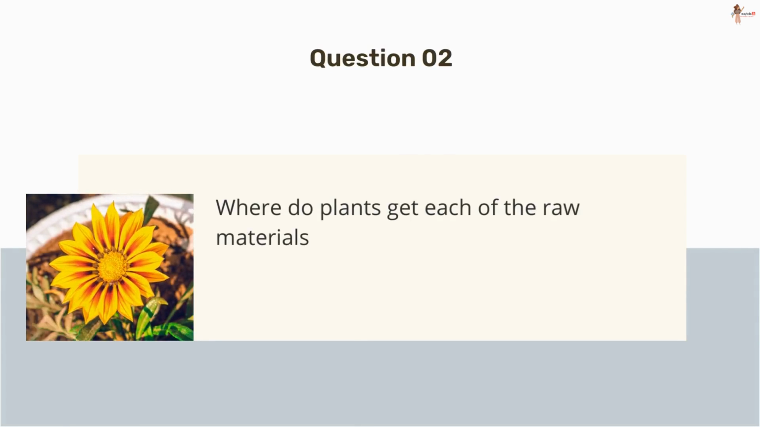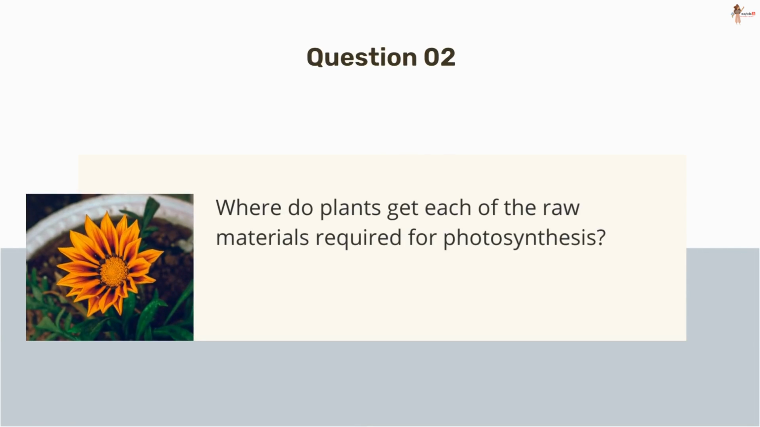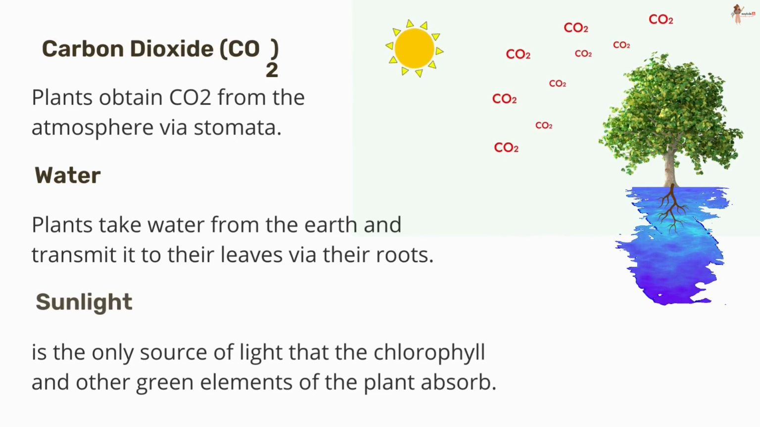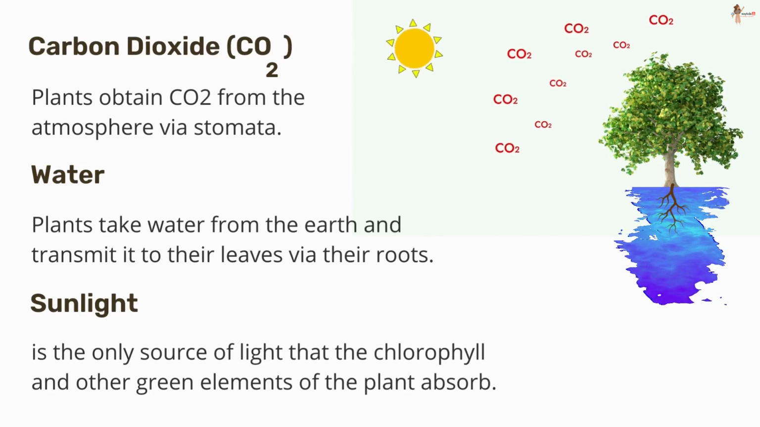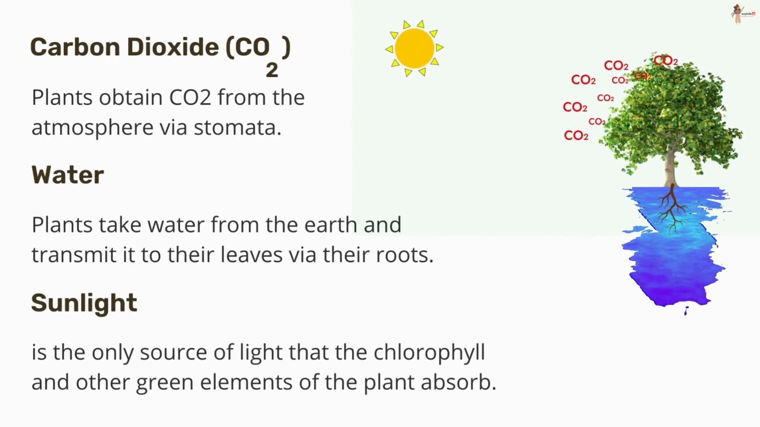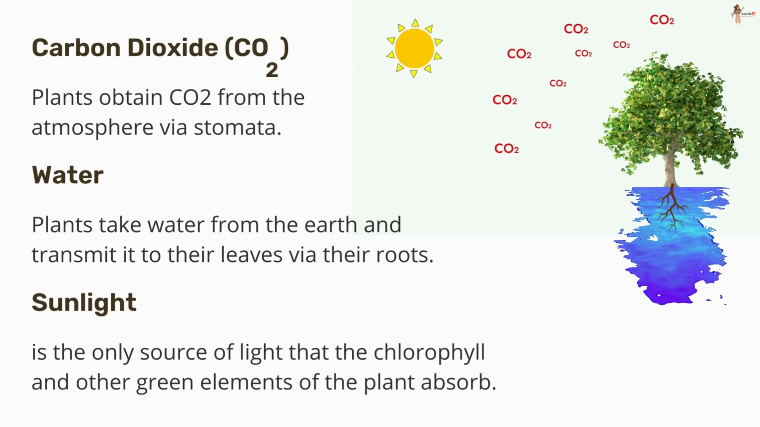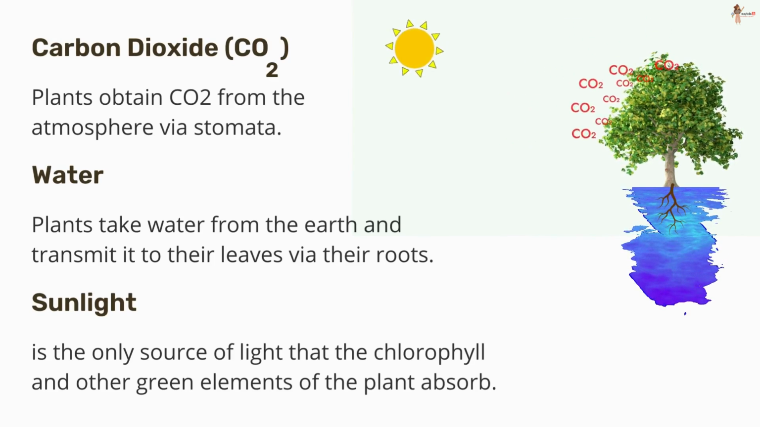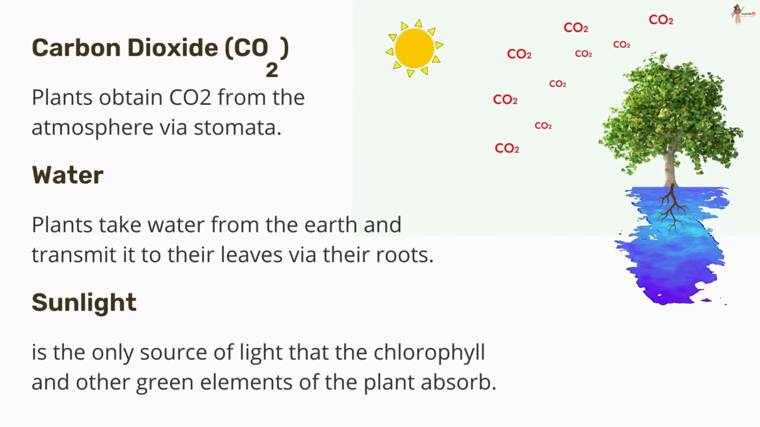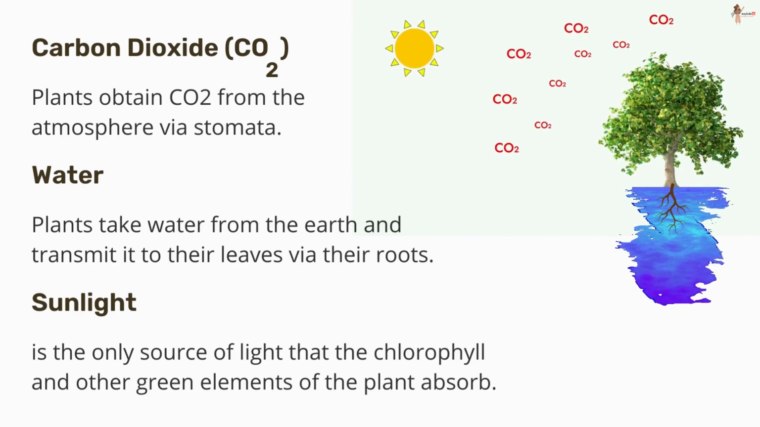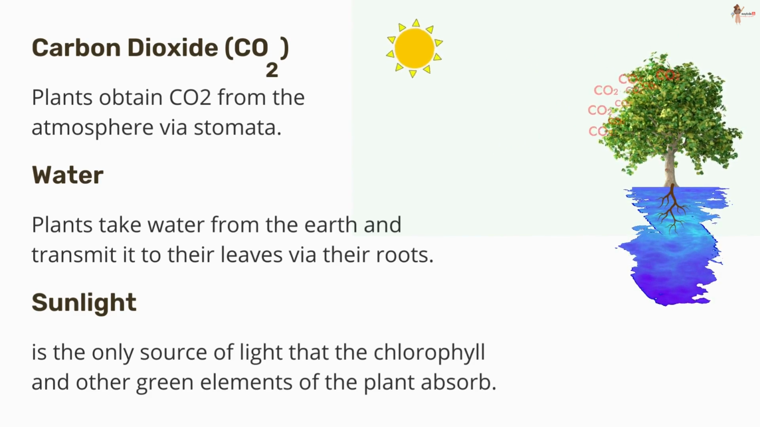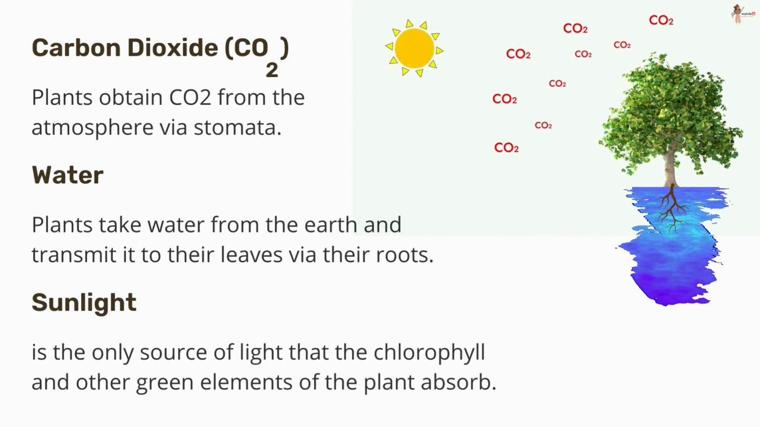Where do plants get each of the raw materials required for photosynthesis? Carbon dioxide. Plants obtain carbon dioxide from the atmosphere via stomata. Water. Plants take water from the earth and transmit it to their leaves via their roots. Now, sunlight is the only source of light that the chlorophyll and other green elements of the plant absorb.